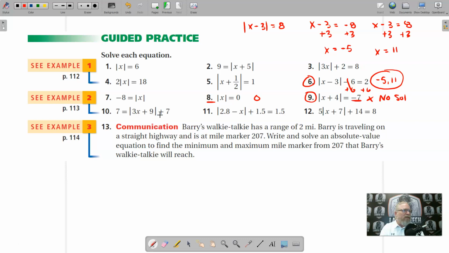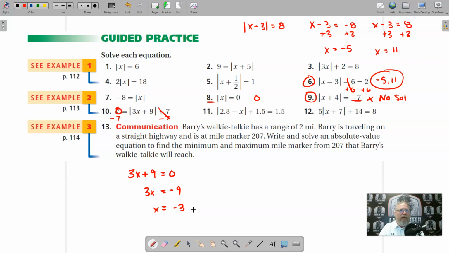Let's see. On number 10 here, if we were to subtract 7 from each side, those would cancel, and we'd end up with 0 over here on the left. So we have the absolute value of something equals 0. So we know that there's just going to be one solution for this. So we would take the 3x plus 9, and it can only equal 0. And we'll go ahead and subtract 9 from each side. And then we'll go ahead and divide by 3 on each of them, and we would get x equals negative 3.